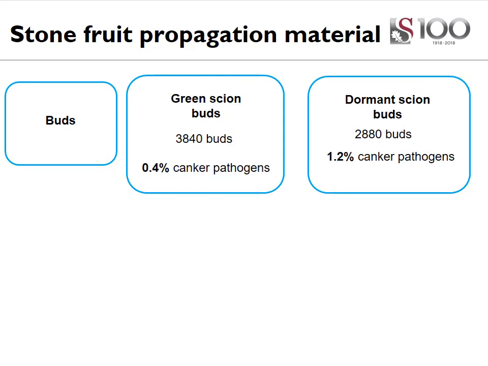Results from the propagation material showed that of the green scion buds isolated from, only 0.4% harbored canker pathogens. Isolations from dormant scion buds showed that a higher percentage of buds were infected with canker pathogens, although relatively low, 1.2%.